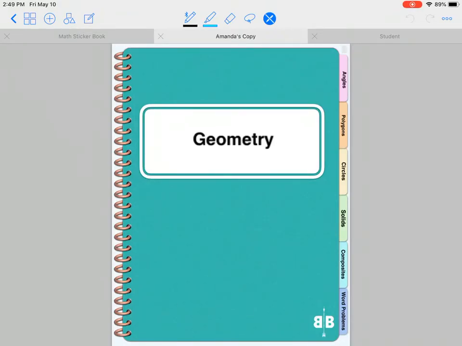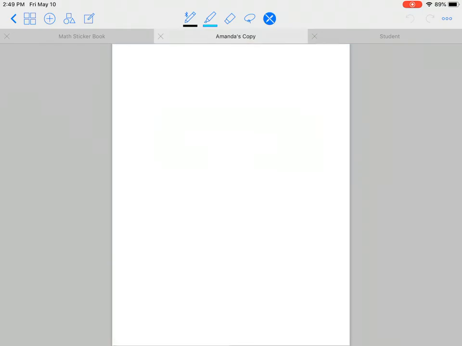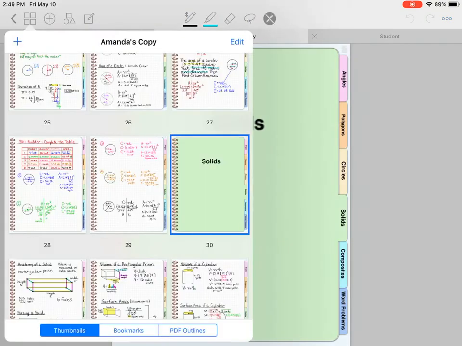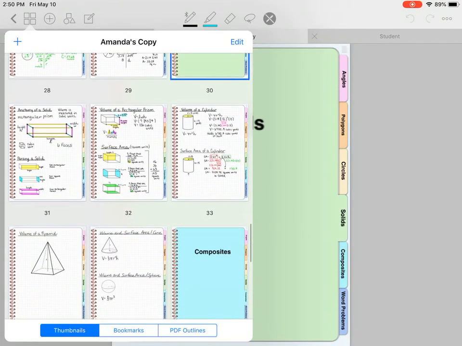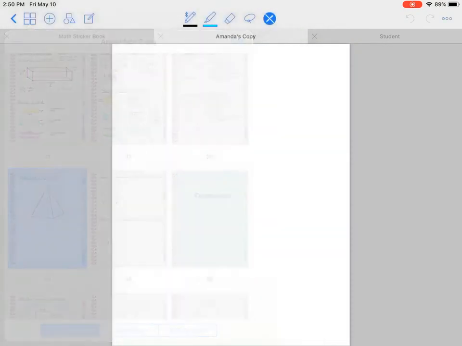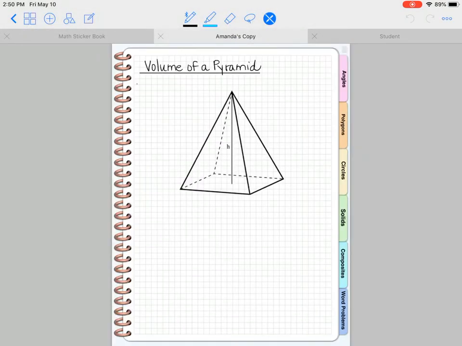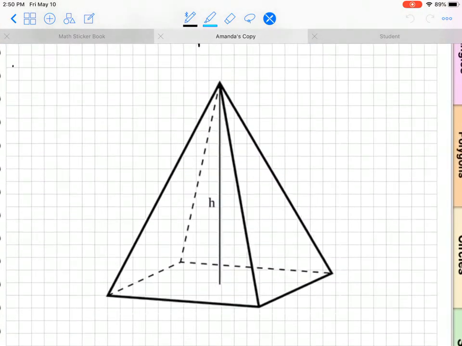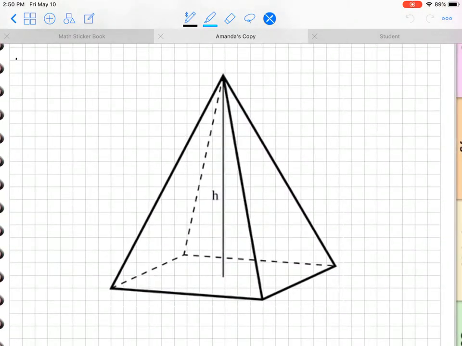Welcome back for the next video in our solids series. So I'm going to go to my solids tab, and we are up to, I believe, a pyramid. Yes, this may be the last video of our solid series. But we're looking here at the volume of a pyramid. So take a look with me at this shape that we have.